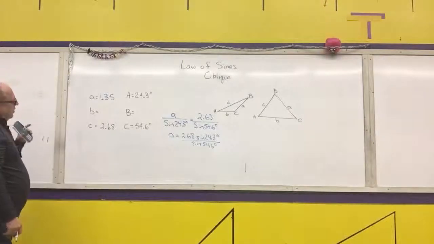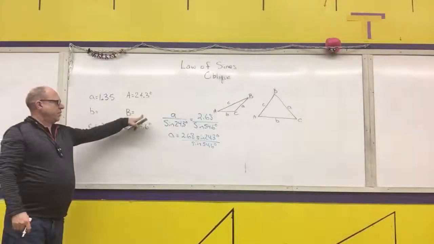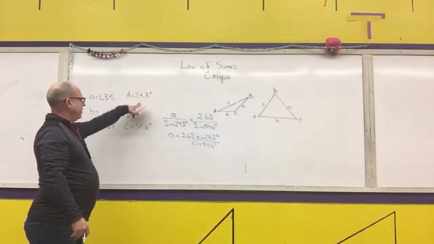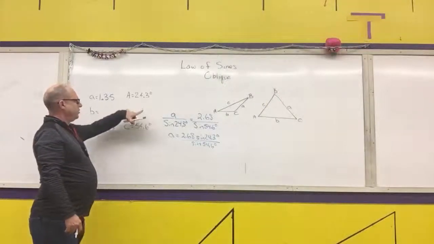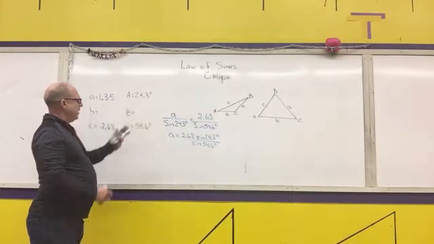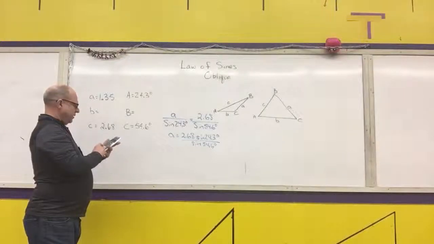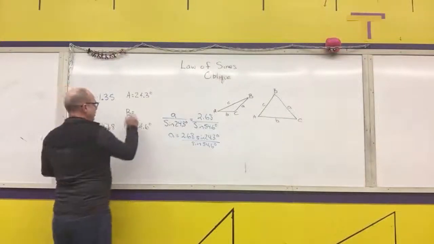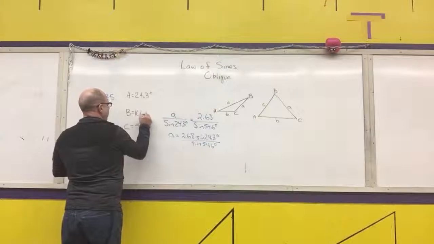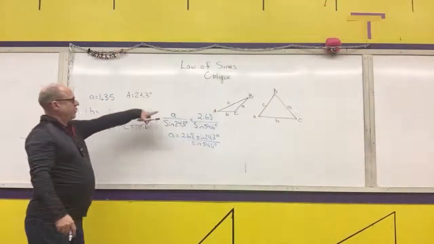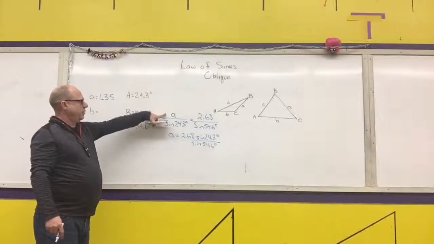The next thing I know is I need to come up with this third angle, and you're going to use the triangle sum theorem. Sum of the angles is 180. So 180 minus 24.3 minus 54.6. This is 101.1 degrees.